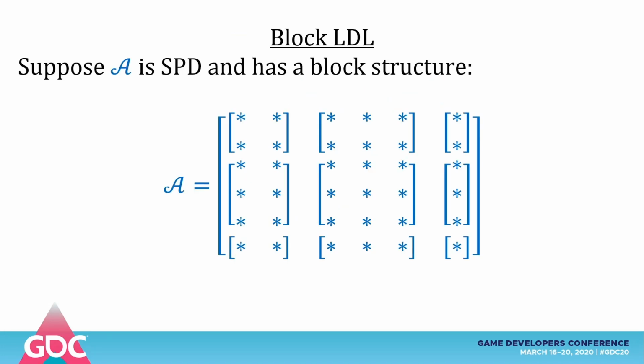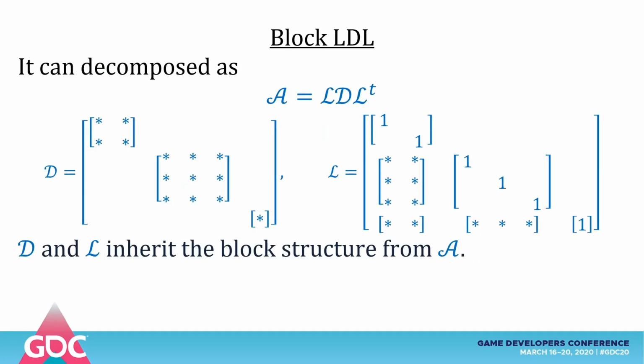Now suppose that A has a block structure coming from a partition of the rows. Then it has an LDL decomposition where D is a block diagonal and L is a lower triangular matrix with identity blocks on the diagonal. And both these matrices inherit the block structure from A.